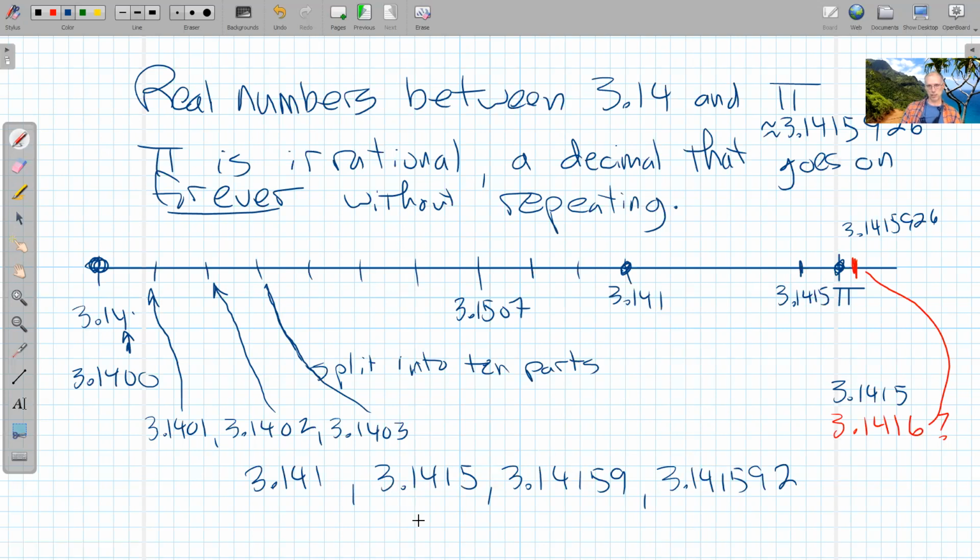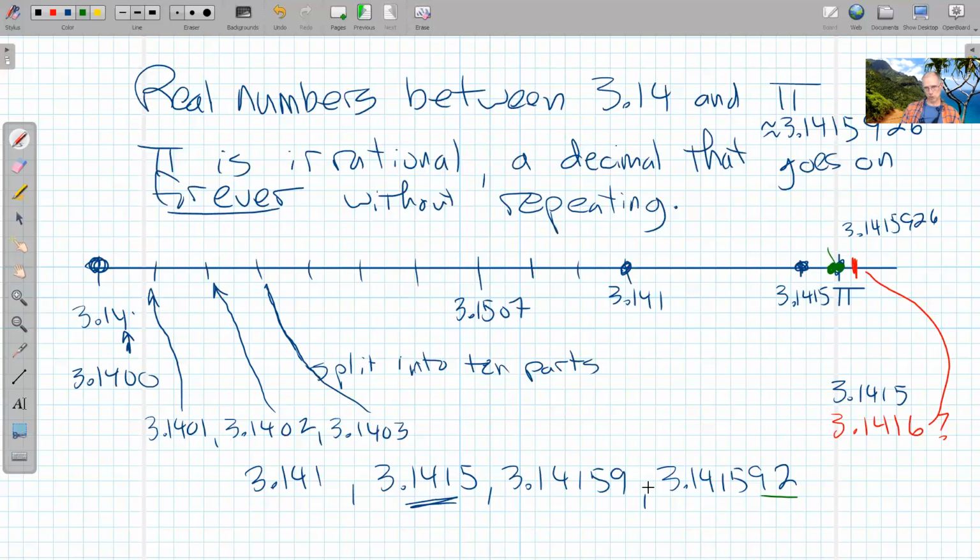3.1415, notice that's this one right here, that's right there. And then if we go 14159, that ends up being pretty darn close to pi. And then this one right here, you can't even see, it sits right on top of pi, it's so close. You'd have to really zoom in there to see that it's closer.